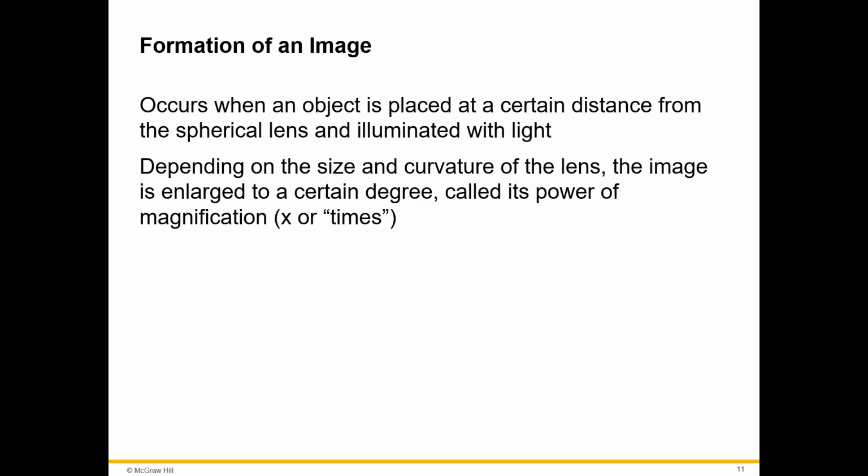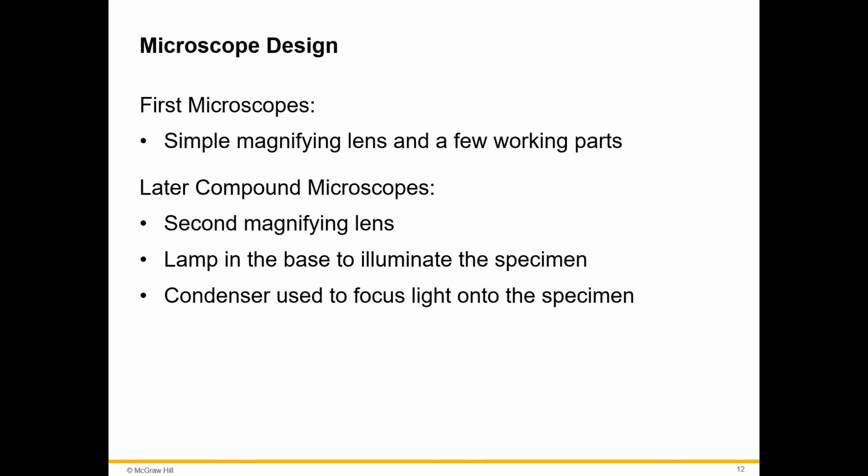The formation of an image occurs when an object is placed at a certain distance from the spherical lens and illuminated with light. Depending on the size and curvature of the lens, the image is enlarged to a certain degree, and it's called the power of magnification, or X or times. The first microscopes just had a single lens, few working parts. Later, they added a second lens, a lamp in the base, and a condenser to focus the light onto the specimen.